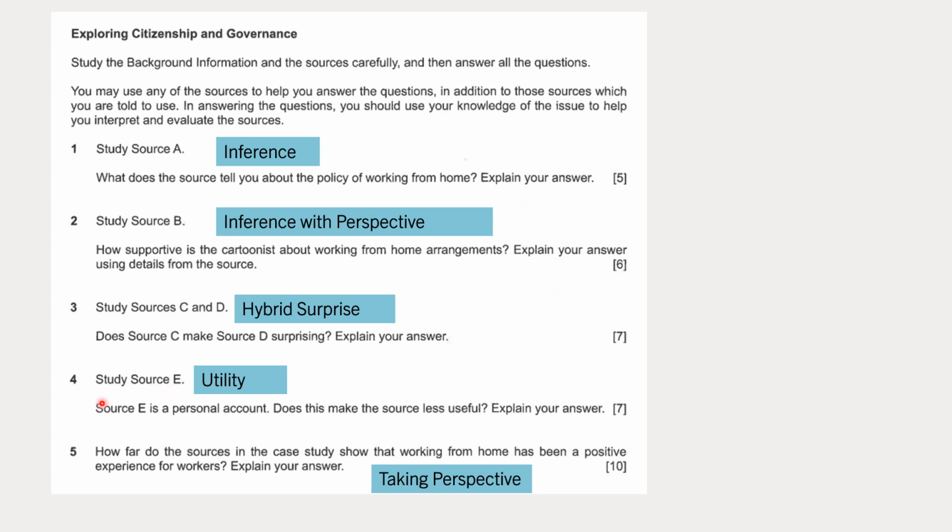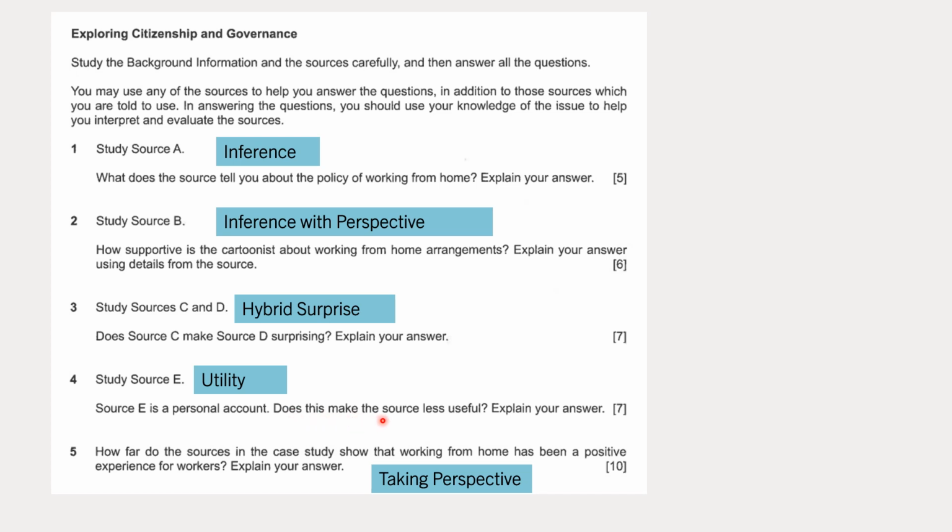Now, question 4 is normal. Question 4 is what we've done normally. It is a utility question. Can you see? The less useful. However, this question is unique because it starts with a statement. And the statement in source E is a personal account. And usually when we look at personal accounts, we always think that a personal account may be biased, maybe one-sided, cannot be trusted. So that's why the question was being asked this way.